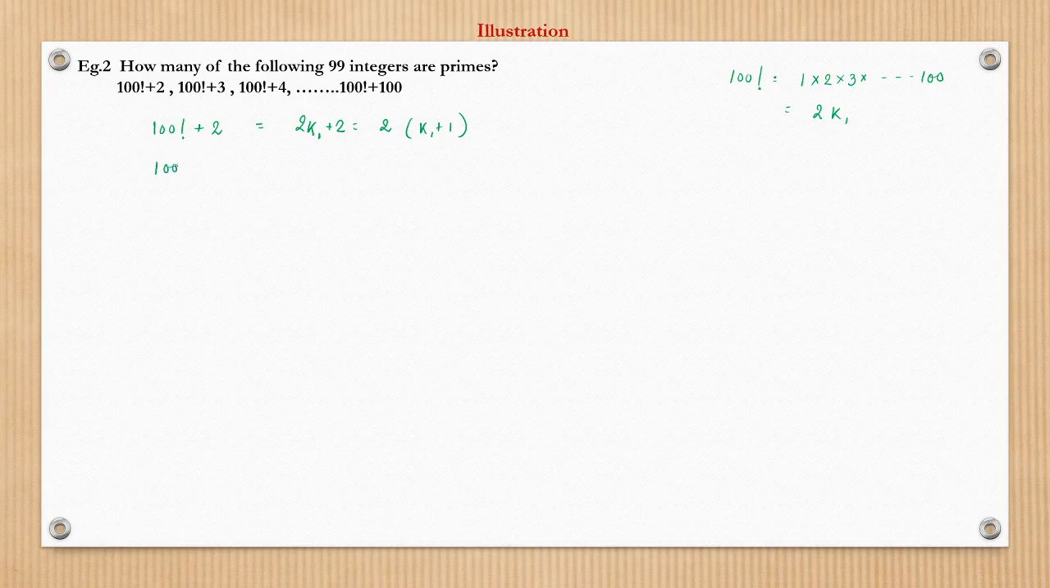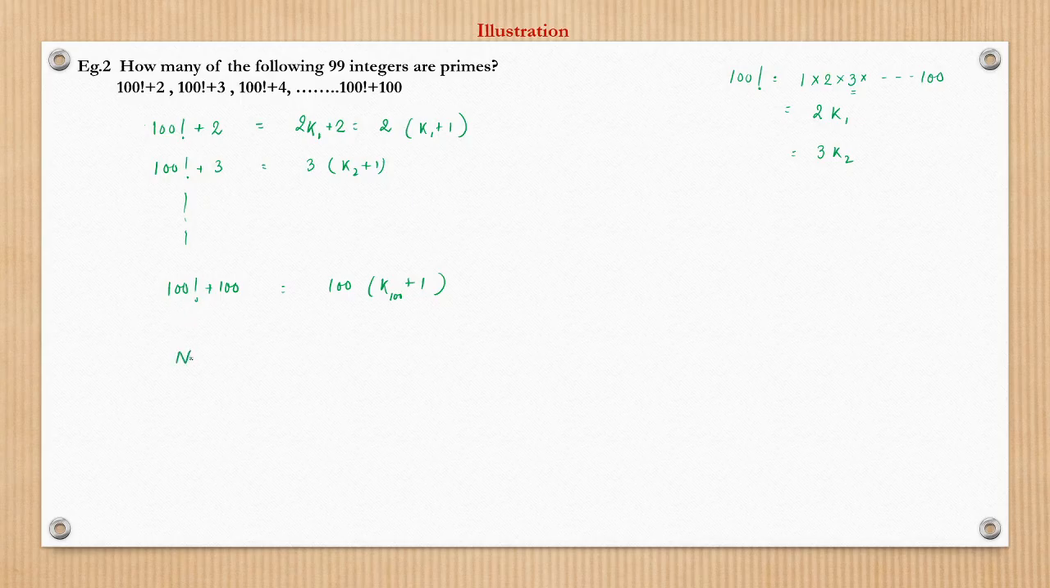Similarly, 100 factorial plus 3. So here 100 factorial also has a factor of 3. So this can be written as 3k2 also. So again it can be written as 3 into k2 plus 1. So this term is also not a prime number. So on till 100 factorial plus 100. This you can write as 100 into say k100 plus 1. So none of the 99 numbers are prime numbers.